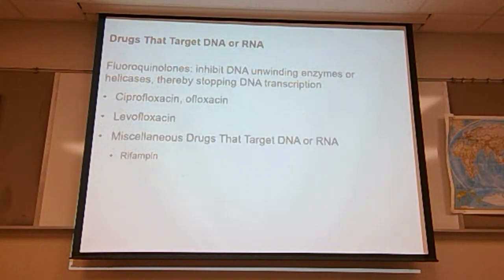Ciprofloxacin, ofloxacin, rifampin. These are drugs that target DNA and RNA. Rifampin is actually an interesting little drug. Human beings, especially light-complected human beings, taking a large course of this for an extended period of time, can develop a condition called red man syndrome, where they basically look sunburned all the time. Again, it's just an interaction for the drug.